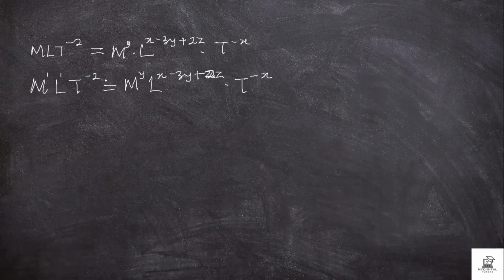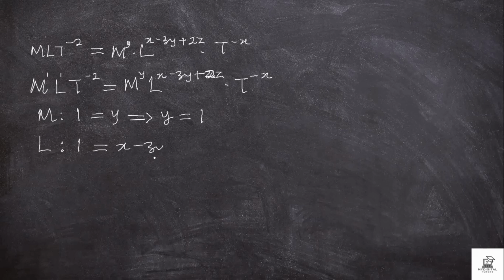Now, we're going to compare the power, making reference to each of the parameters here. So for m, we have 1 here. 1 is equal to, for m here, we have y. So 1 is equal to y, which implies that y is equal to 1. For L, we have 1 on this side. 1 is equal to, what we have here is x minus 3y plus 2z. Is that clear?